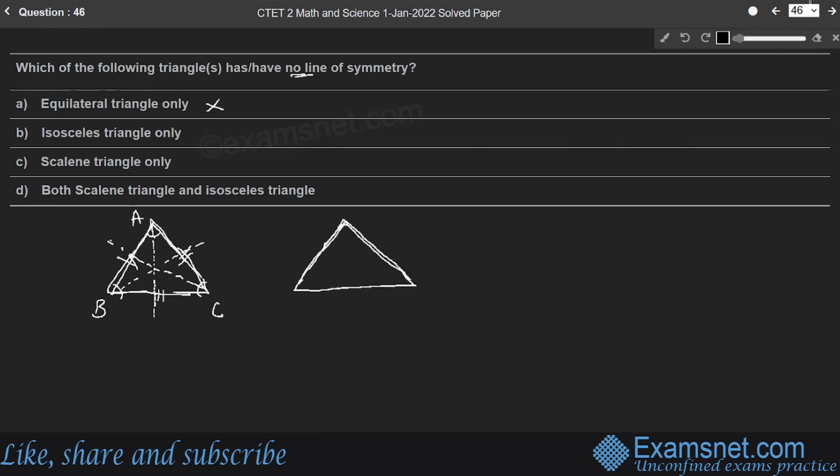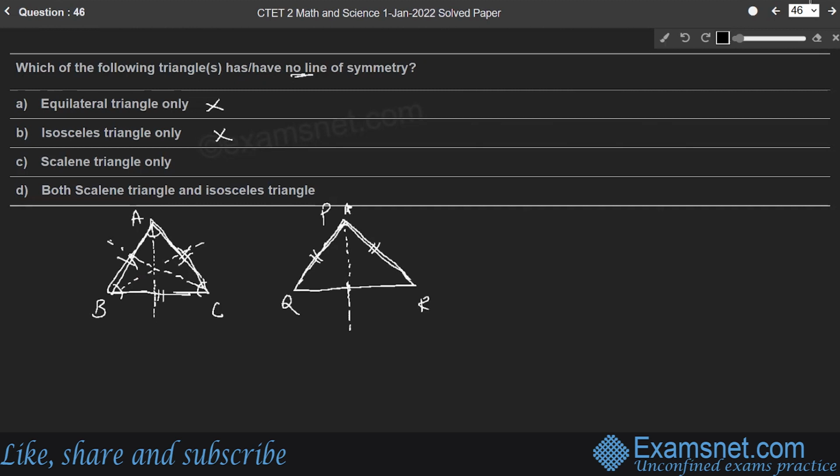Let us consider triangle PQR where PQ and PR are equal, not QR. In an isosceles triangle, there is one line of symmetry. A line from the vertex to the opposite side passes through the midpoint of the opposite side. So there is one. Hence, the second option is not correct.